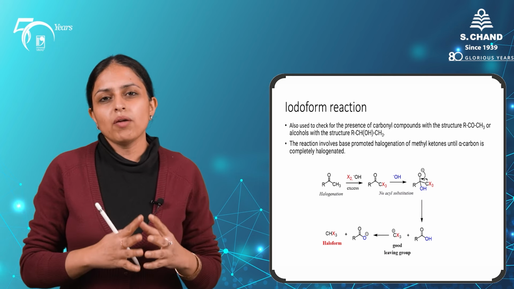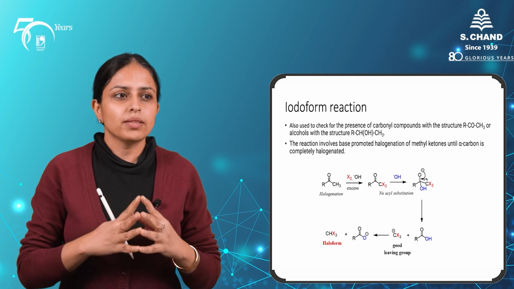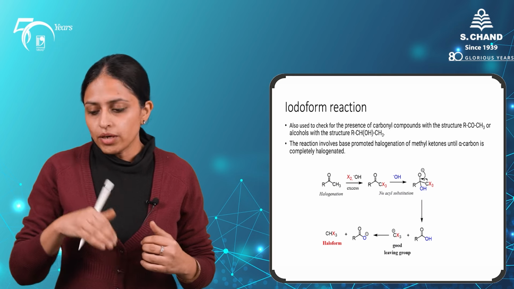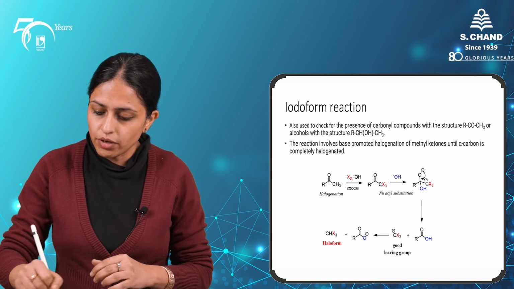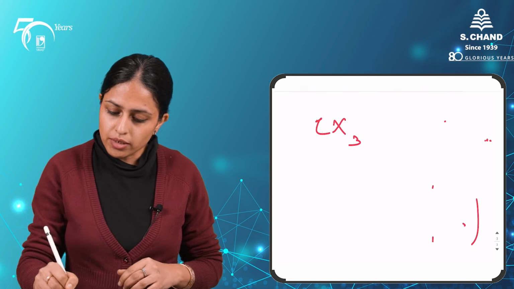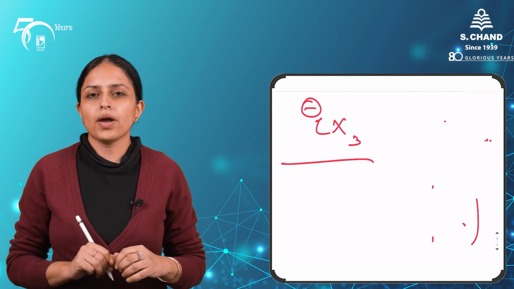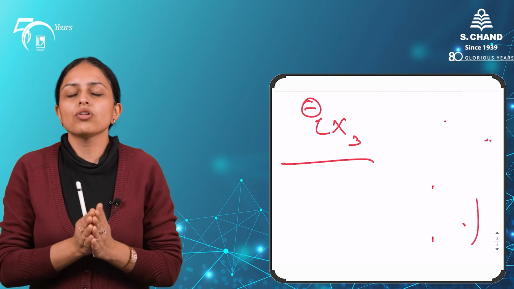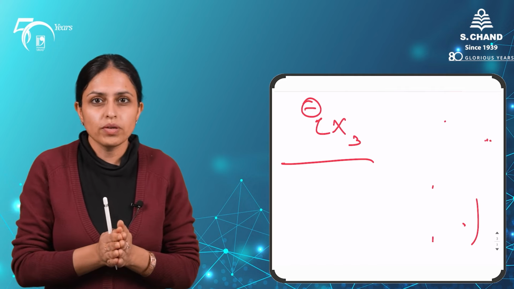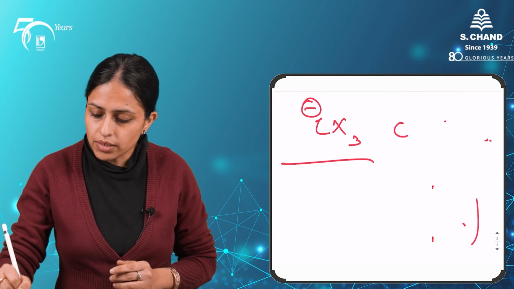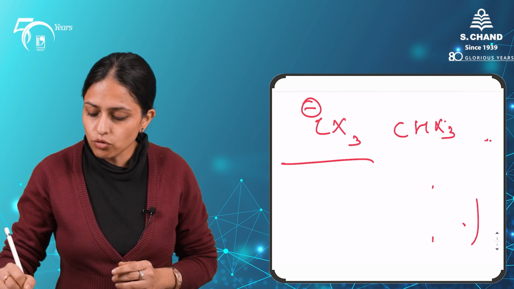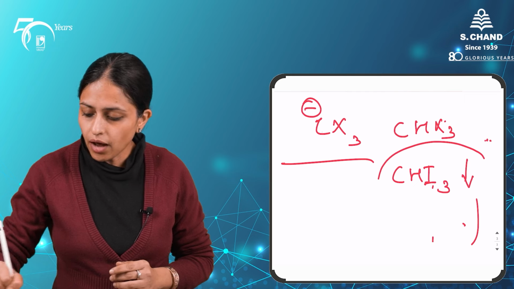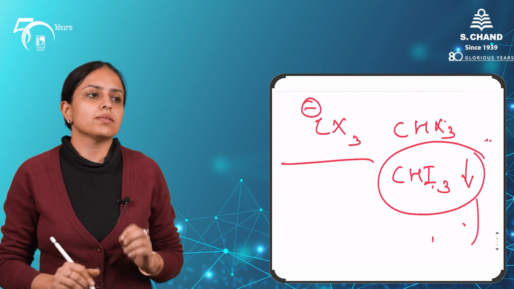And once all of them have been substituted by the halide group, then in the presence of the base, it will act as a leaving group. So CH3 minus will be a leaving group over here. So the leaving group will be this trihalide, and the product will be again a sodium salt or a carboxylate, whatever base you have used. Along with that, CHX3, and if you do the iodoform, CHI3 is precipitated out as a yellow PPT in this reaction.